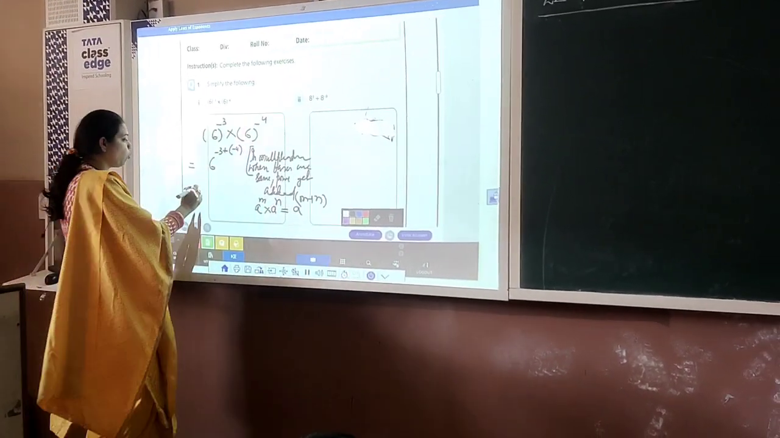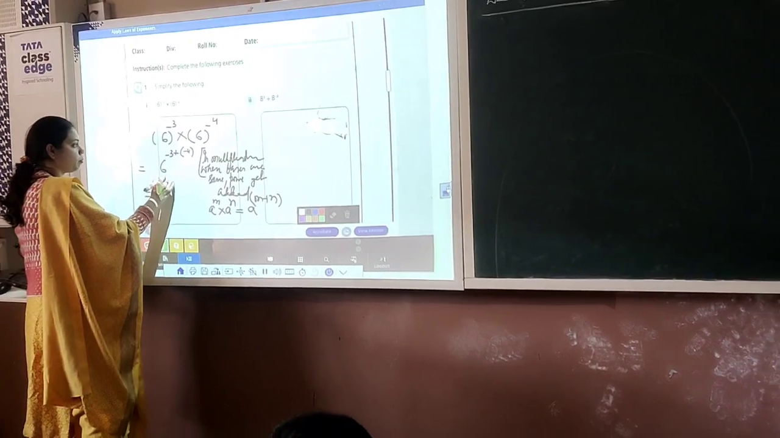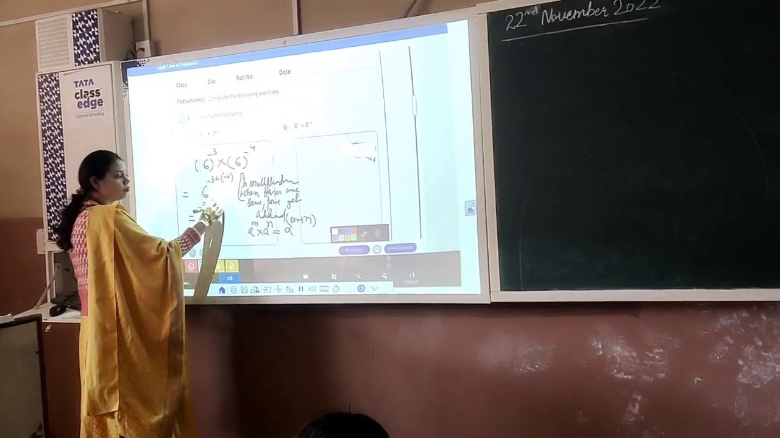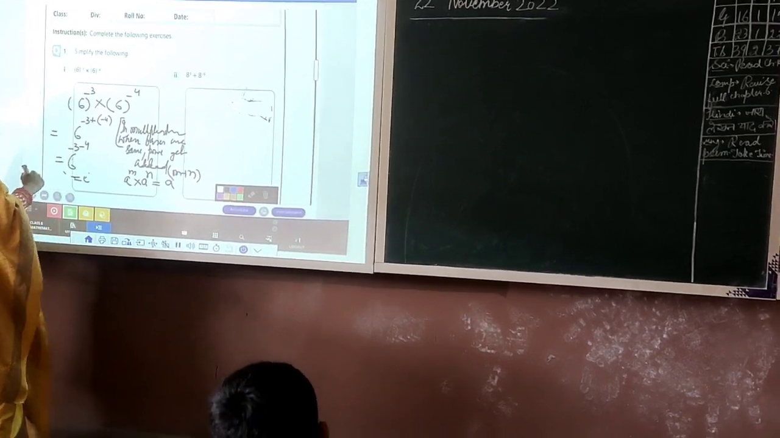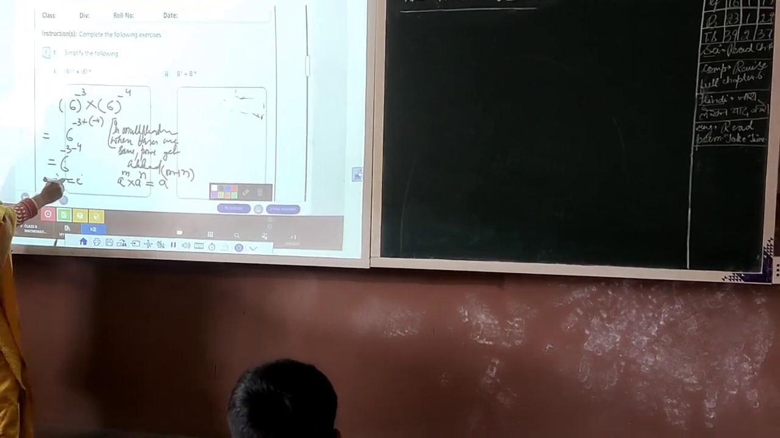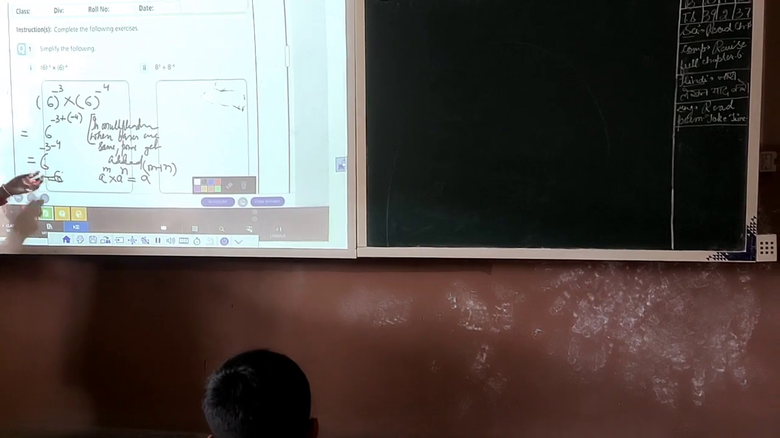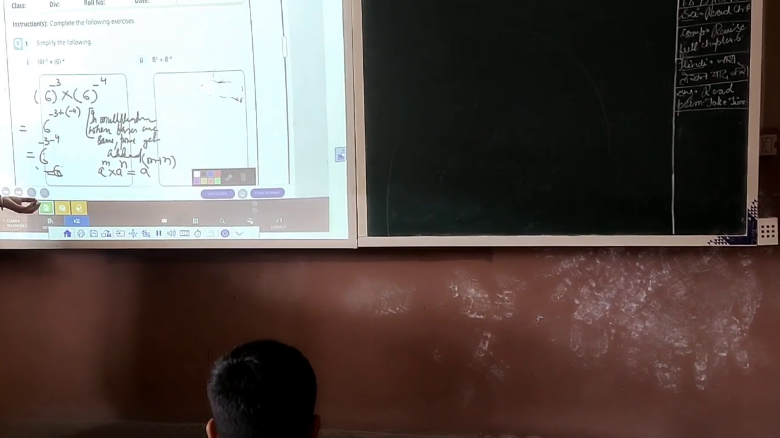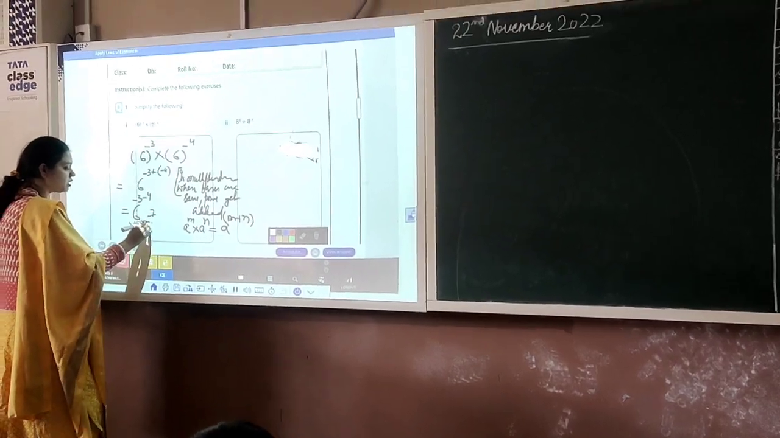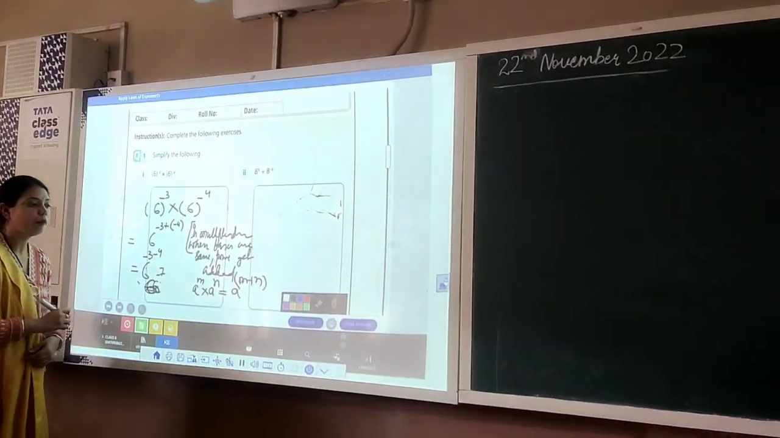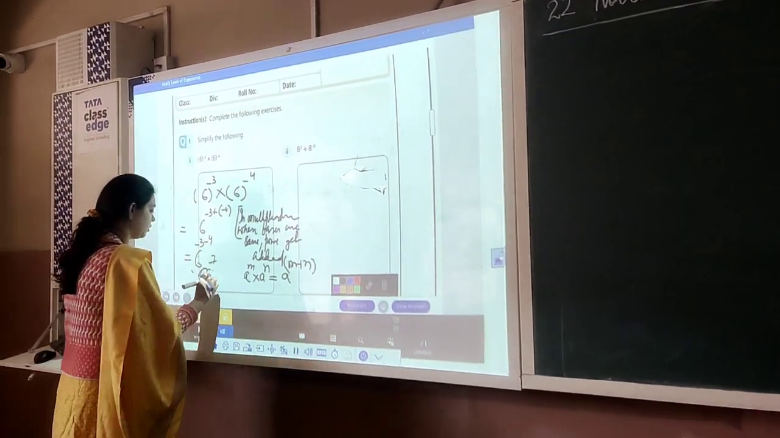So what to do next? Minus 3 plus minus 4. Minus plus minus becomes minus. So minus 3 minus 4 becomes minus 7. So this is 6 raised to power minus 7.